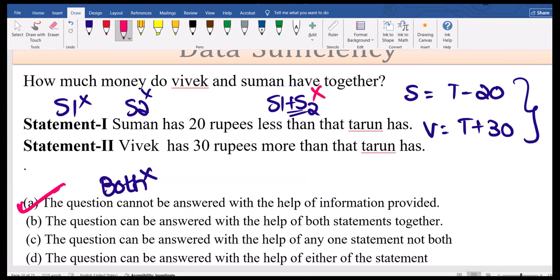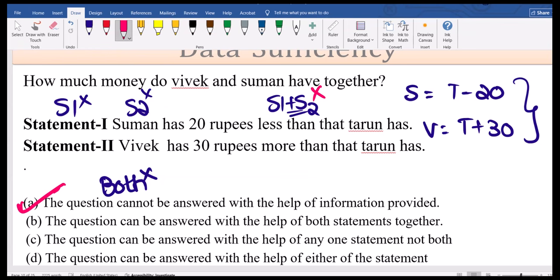Together I want the T value. We have 3 unknowns, 2 equations only. It's as simple as that. S, I don't know. V, I don't know. T, I don't know. 3 unknowns, but we have only 2 equations. Not possible. If they ask about the difference between Suman and Vivek, yes. If you take the difference, T gets cancelled. Here 30 extra, that 20 less. Difference is 50 rupees, I can say.